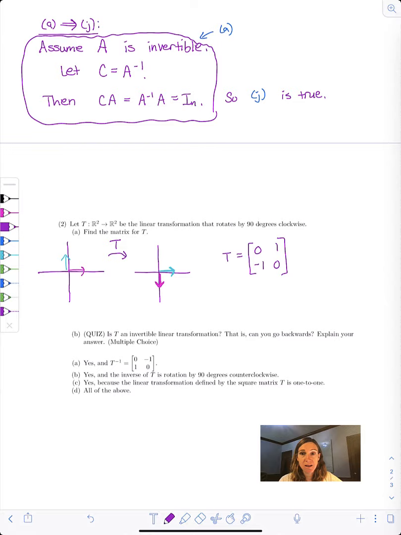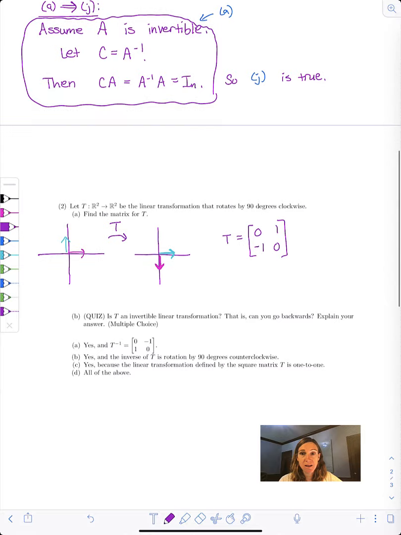And finally, our quiz for today asks, is this matrix an invertible linear transformation? That is, can you go backwards? And it also asks you to explain your answer. So we'll stop here and let you think about this and answer your quick quiz for today.